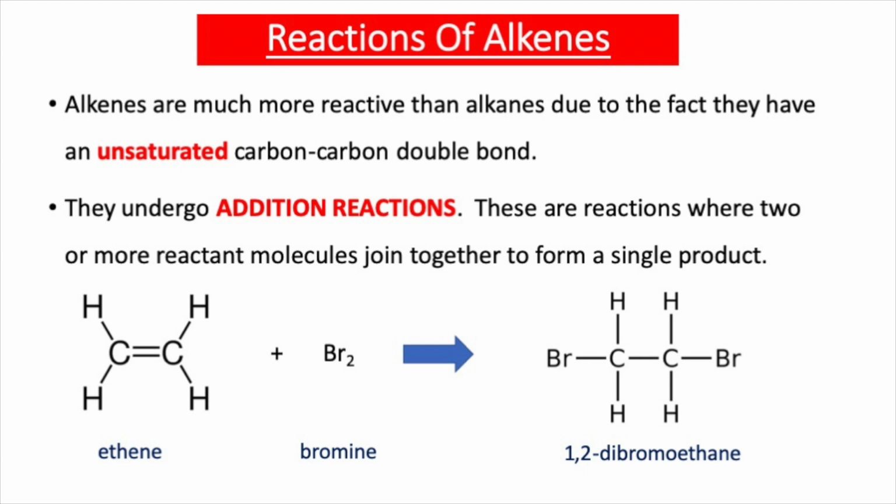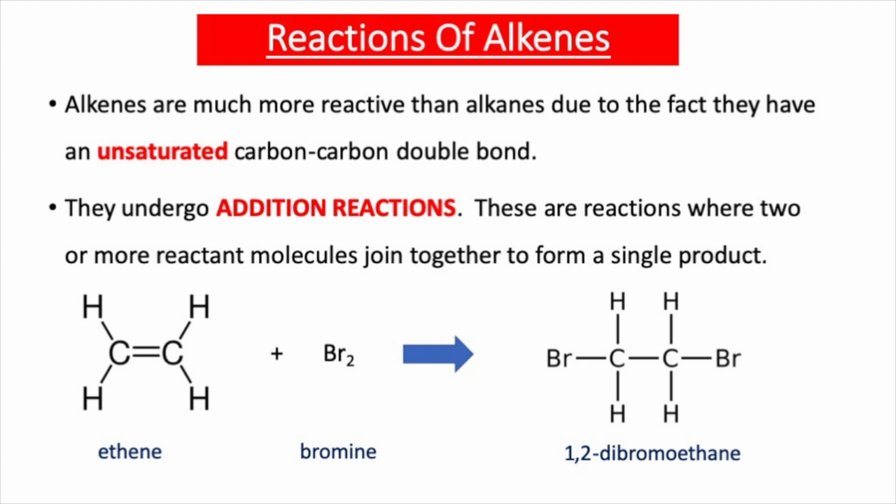Now if you look at this equation, we have ethene reacting with bromine. Those are our two reactant molecules, and they join together to form a single product. And our single product is called dibromoethane. Now its exact name is 1,2-dibromoethane because the bromines are on carbons 1 and 2. However, in the exam, it is perfectly fine to call it dibromoethane.